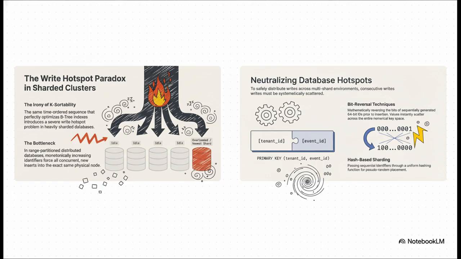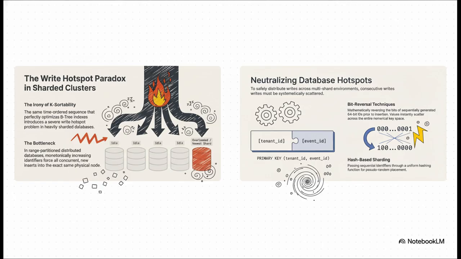Look at the diagram on the left. Because the IDs are always increasing, all of the new writes are hammering the exact same database shard. All the other shards are just sitting there bored. We've fixed one problem only to create a new one. So how do you fix this? The solutions are on the right. The goal is to scatter the writes.